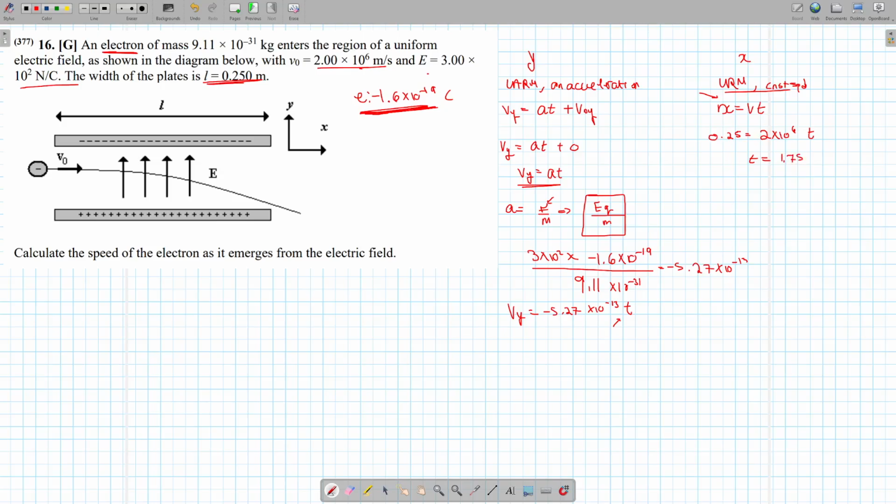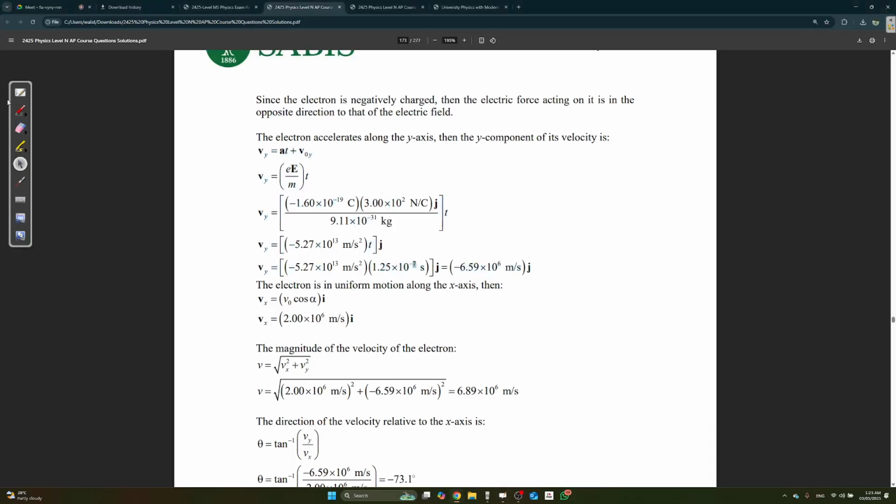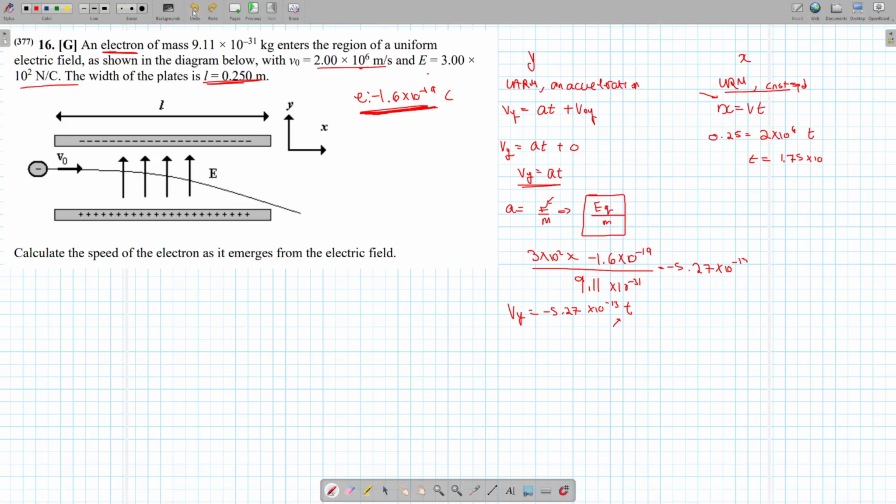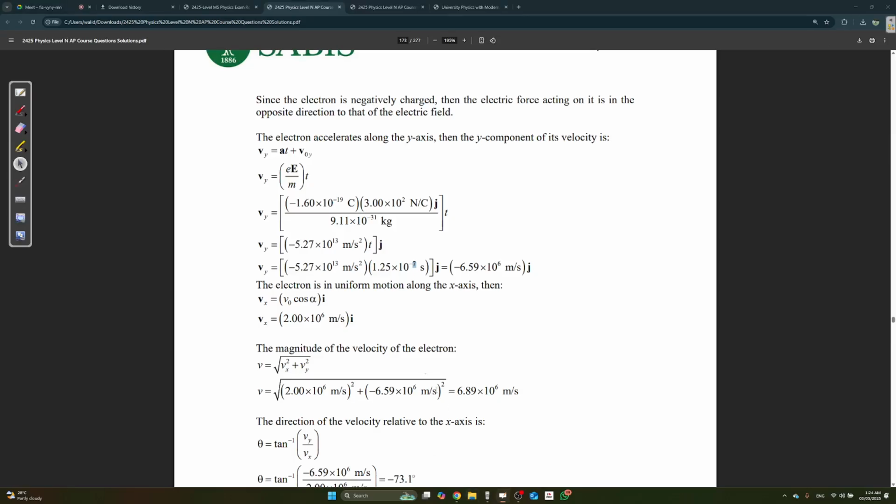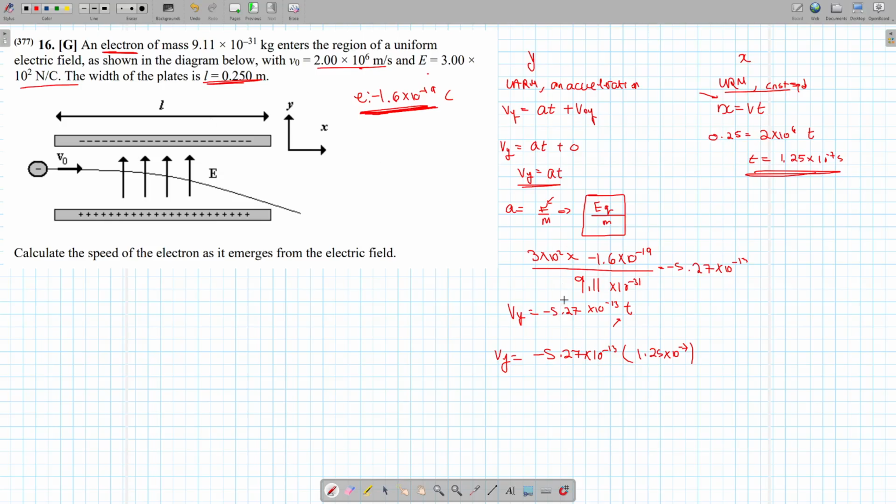1.25 times 10 to the power of negative 7. When you divide it, you get 1.25 times 10 to the power of negative 7 seconds. So now you found the time. You can go and plug it back in here. Vy is equal to negative 5.27 times 10 to the power of negative 13 times the time, 1.25 times 10 to the minus 7. Let's do it on our calculator. You get negative 6.59 times 10 to the power of 6.